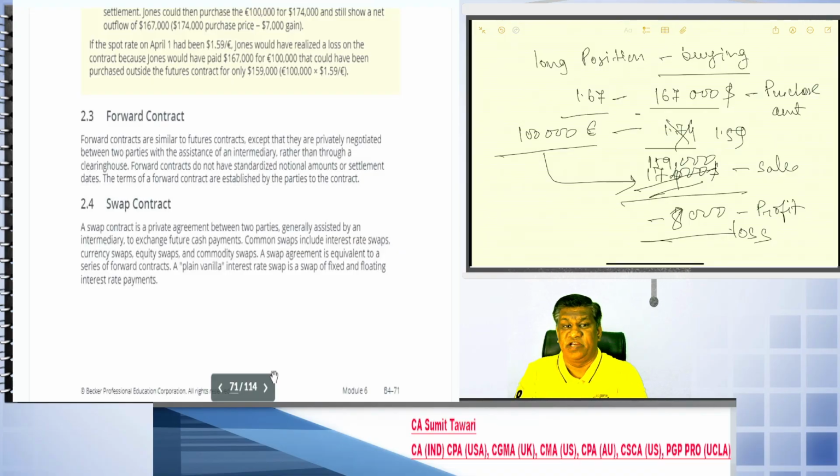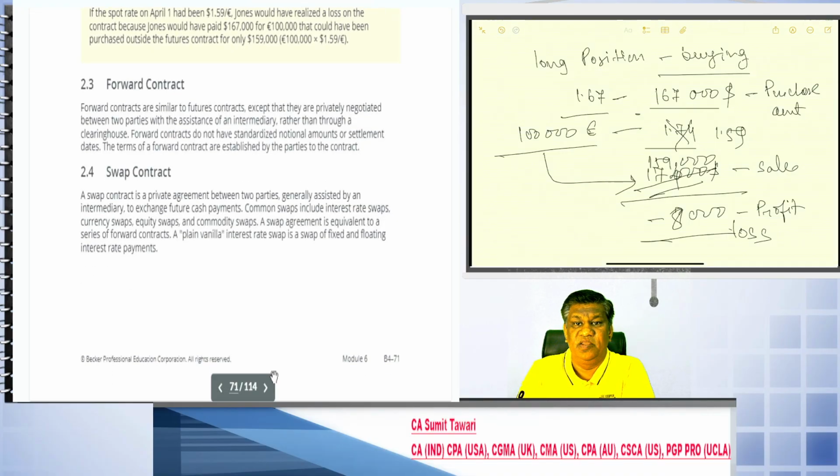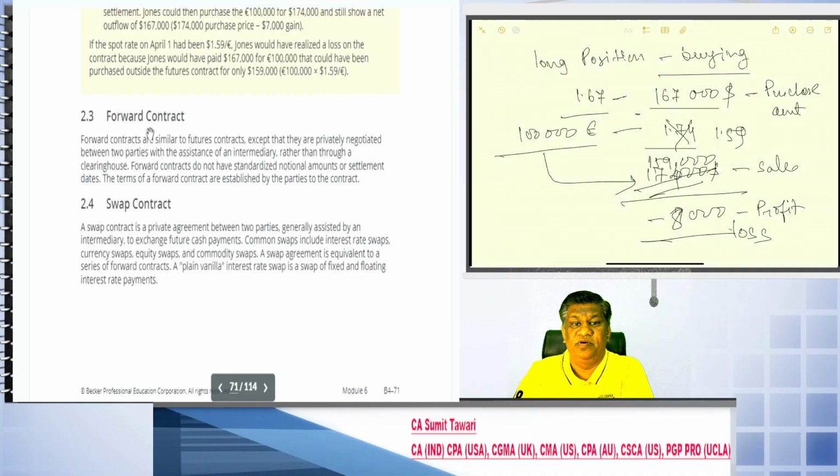Then forward contract, which we just discussed. Forward contracts are similar to futures except that they are privately negotiated between two parties with the assistance of an intermediary rather than through a clearing house. Forward contracts do not have a standardized notional amount for the settlement or the date, and the terms of the forward contract are established by the parties to the contract. So that is basically the forward contract.